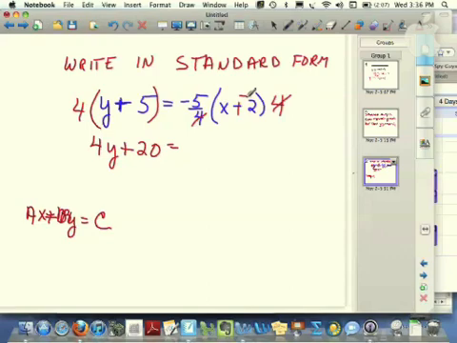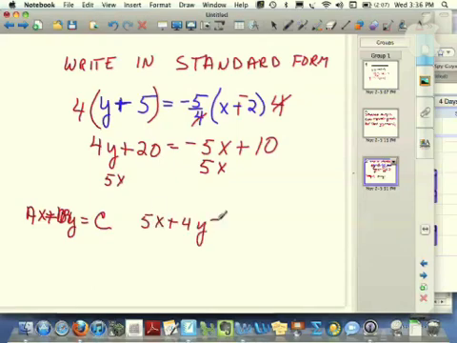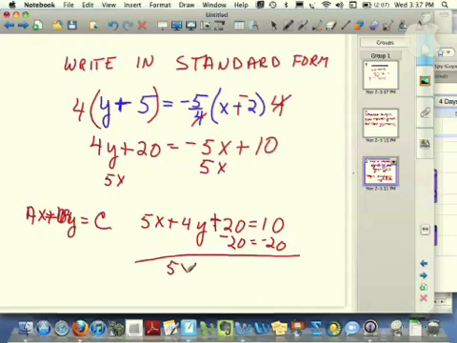If I distribute that negative 5, it will be negative 5x plus a positive 10. Now remember, I'm trying to get the x and y values on the same side of the equation, so I'm going to add 5x to both sides. Then I will have 5x plus 4y plus 20 equals 10. Finally, all I have to do is move that 20 to the other side of the equation. My final answer is 5x plus 4y equals negative 10.